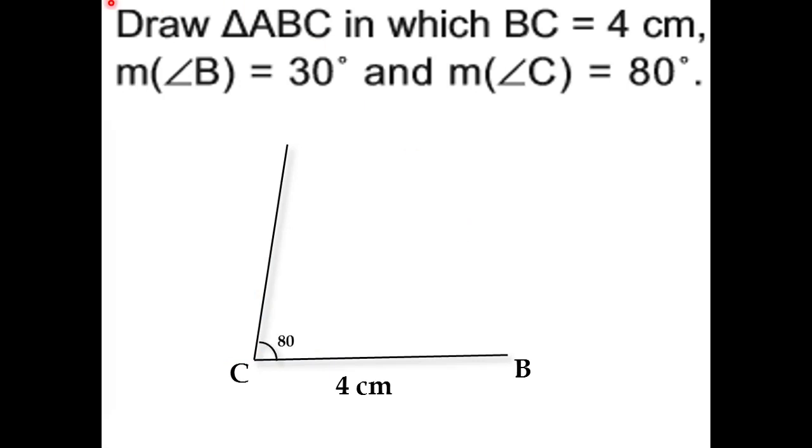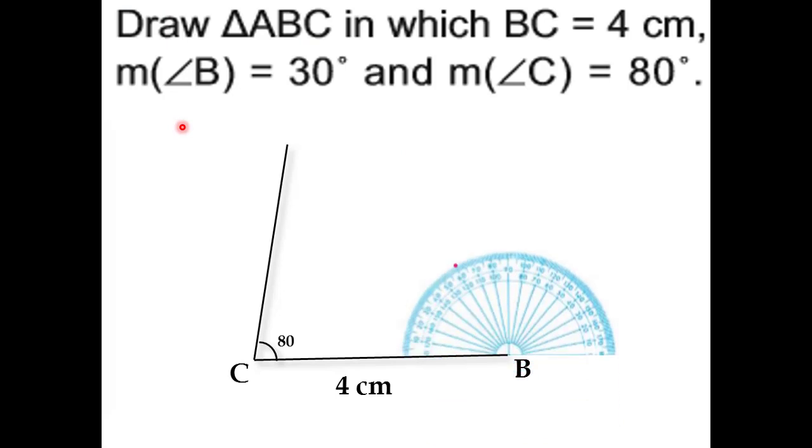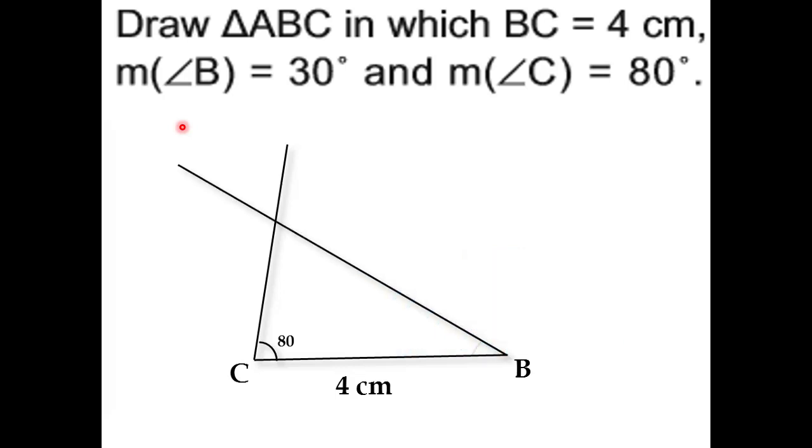Then we have angle B 30. So I'll put the center of the protractor at B, then draw 30 degrees. So this is the second angle, and now the intersection point here is A. So we have A, B, C. Then you can erase the rest here.